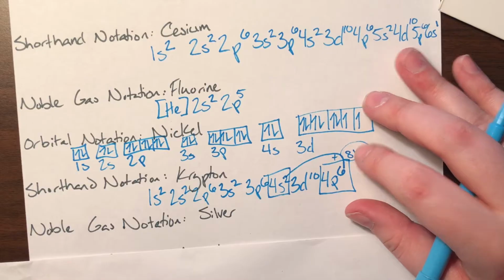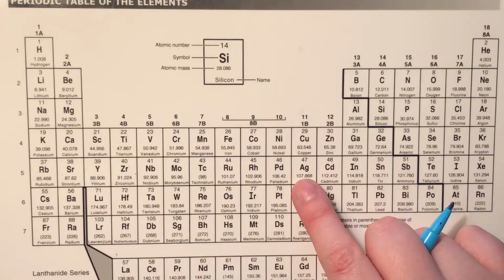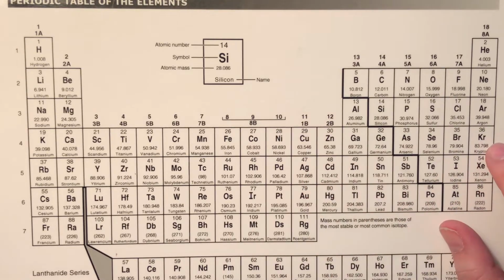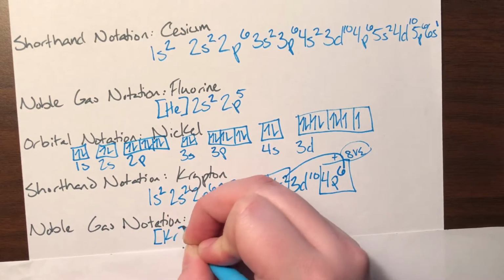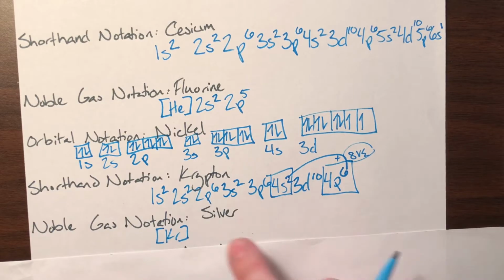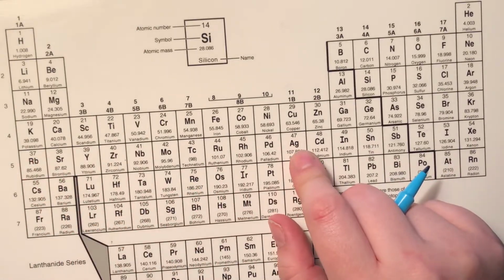Next, I'm going to do the noble gas notation for silver. So I need to go ahead and find silver. Silver is right here. It is Ag. It is element number 47. So I am going to find the noble gas that is closest to silver, and that happens to be the one that we just did the electron configuration for, which is going to be krypton. So all I need to do is say bracket krypton bracket, and that will save me writing out all of this again. And now I just need to account for the electrons that krypton does not have, which is going to be electrons 37 to 47.